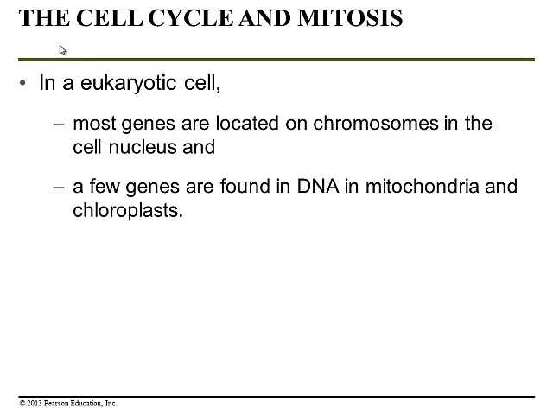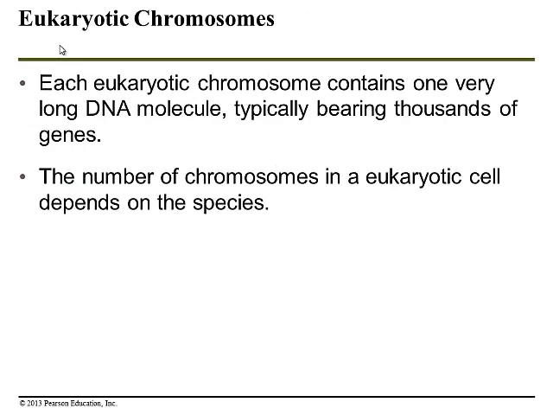In our eukaryotic cells, of course you are eukaryotes, most genes are located in the genetic material we call chromosomes inside the nucleus. Some genetic material is found in your mitochondria and your chloroplasts if you're a plant, but most of it's found in the nucleus.